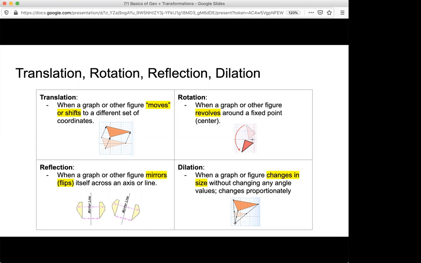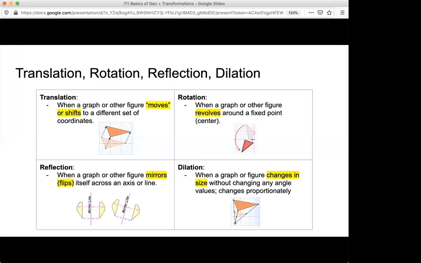A reflection is when a graph or another figure mirrors or flips itself across an axis or line. So if you look at the figures below, the first on the left is mirrored over the y-axis, so it's the same number of units away from the axis, but it just mirrors itself onto the other side. And the one on the right is flipped across another line. It's not an axis, but a different line that it's reflected over.